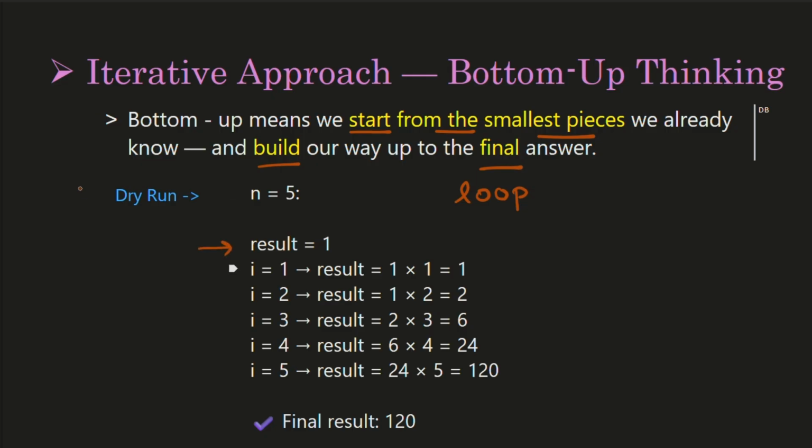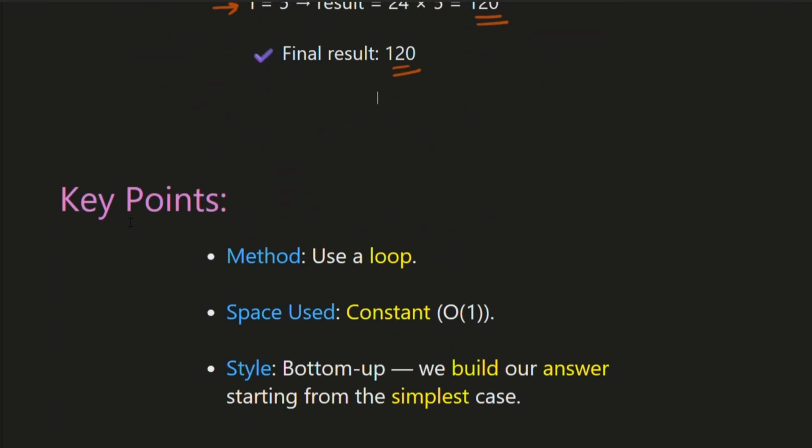Result equals 1. I equals 1. Result equals 1 times 1 equals 1. I equals 2. Result equals 1 times 2 equals 2. I equals 3. Result equals 2 times 3 equals 6. I equals 4. Result equals 6 times 4 equals 24. I equals 5. Result equals 24 times 5 equals 120. Final result, 120.